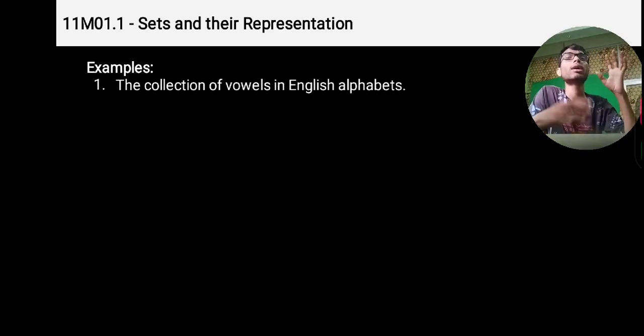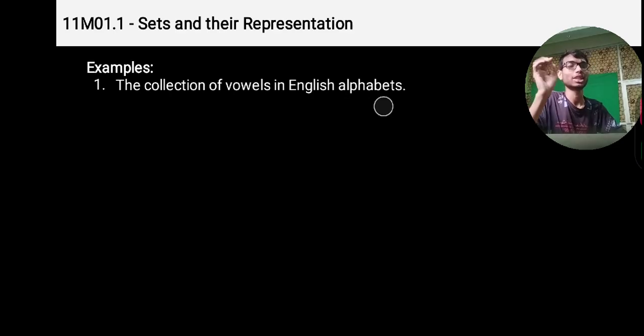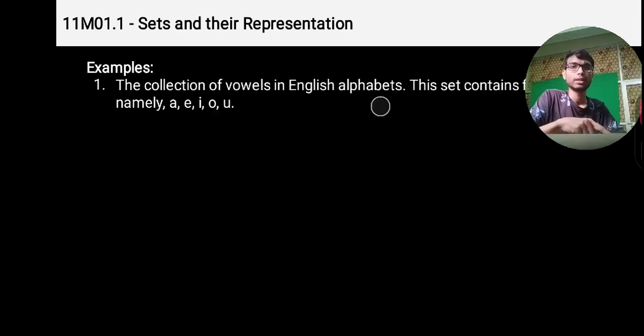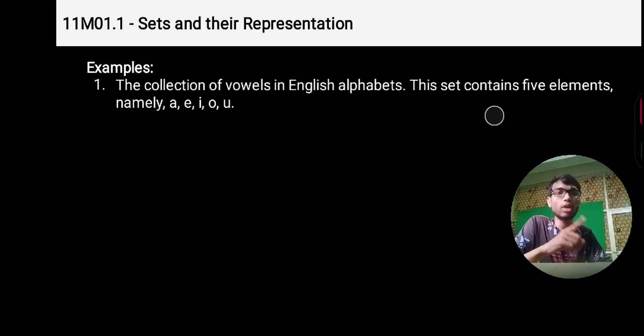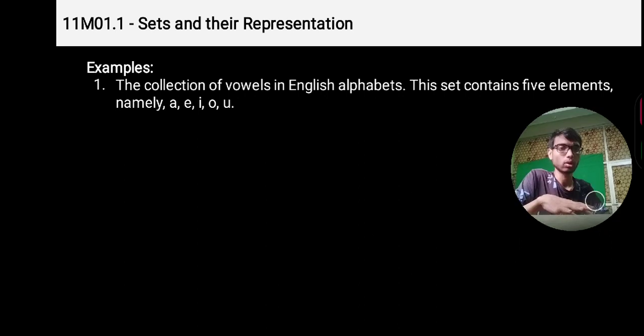This is how we convert this sentence into mathematics, into a set. Here you can see this set contains five elements, because there are five vowels in the English alphabet, namely a, e, i, o, u. We know.